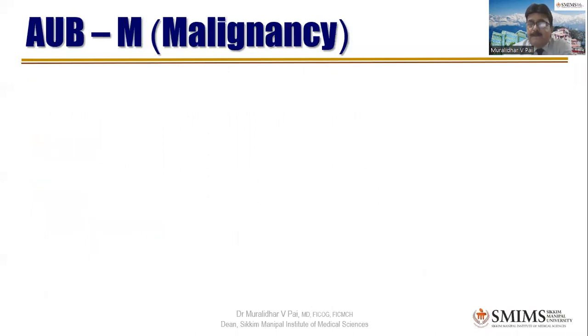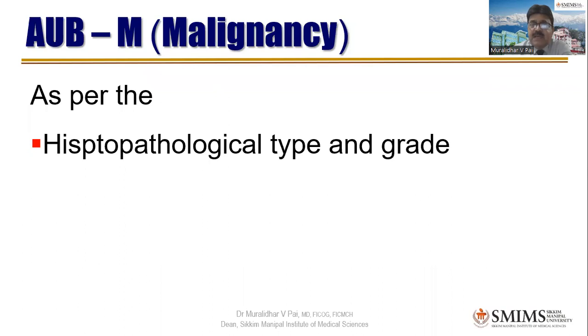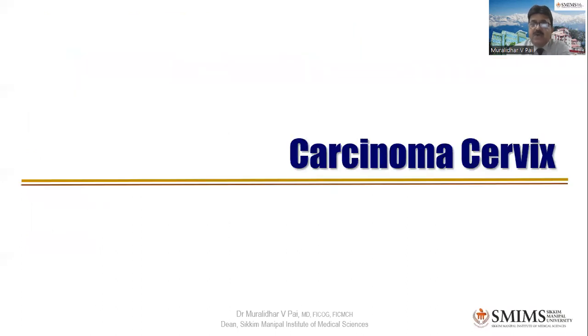For AUB-M, that is malignancy, each one is a chapter by itself. Carcinoma cervix I have taken at length, so today I'm not going to go into the details of that. Endometrial carcinoma, I will take another day's class, and ovarian malignancy giving rise to AUB, I will tell in one slide. The management is as per the histopathological type and grade. Of course, stage is also important and age is also important. Let's see how it is important.